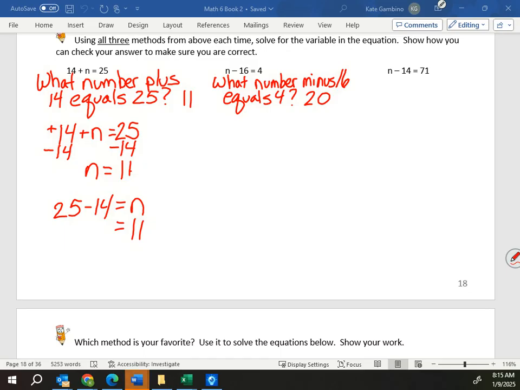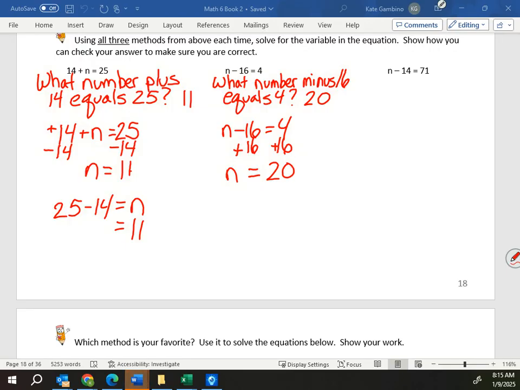Now we're going to do our opposite operations. n minus 16 equals 4. What opposite operation do I have to do? Sarah? I need to add. This is subtracting, so I need to add. What am I going to add, Sarah? Yeah, that's 16, and I'm adding that 16 to both sides. Minus 16 is like a negative 16. So negative 16 plus 16 gets me to that 0, so I can just write my n. 4 plus 16 is my 20.